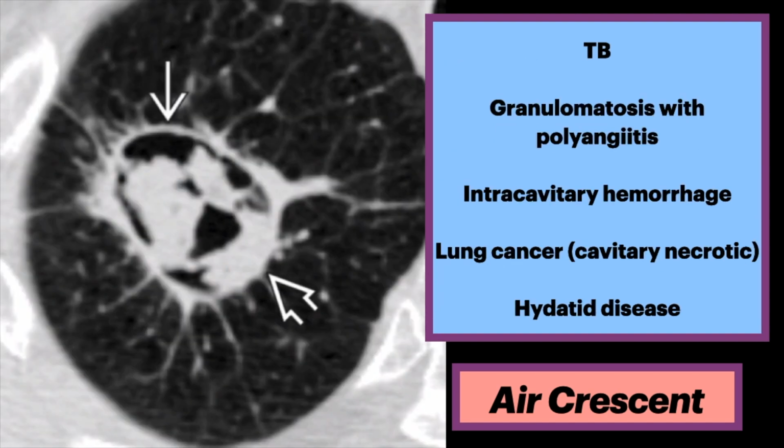Again, other causes for an air crescent include tuberculosis, granulomatosis with polyangiitis or Wegener's, intracavitary hemorrhage, lung cancer, particularly the cavitary necrotic type, and hydatid disease. For example, this axial CT in a patient with primary lung cancer shows a right upper lobe spiculated cavitary mass. There's tissue necrosis and retraction, producing an air crescent sign that mimics the imaging findings of angioinvasive fungal infection.